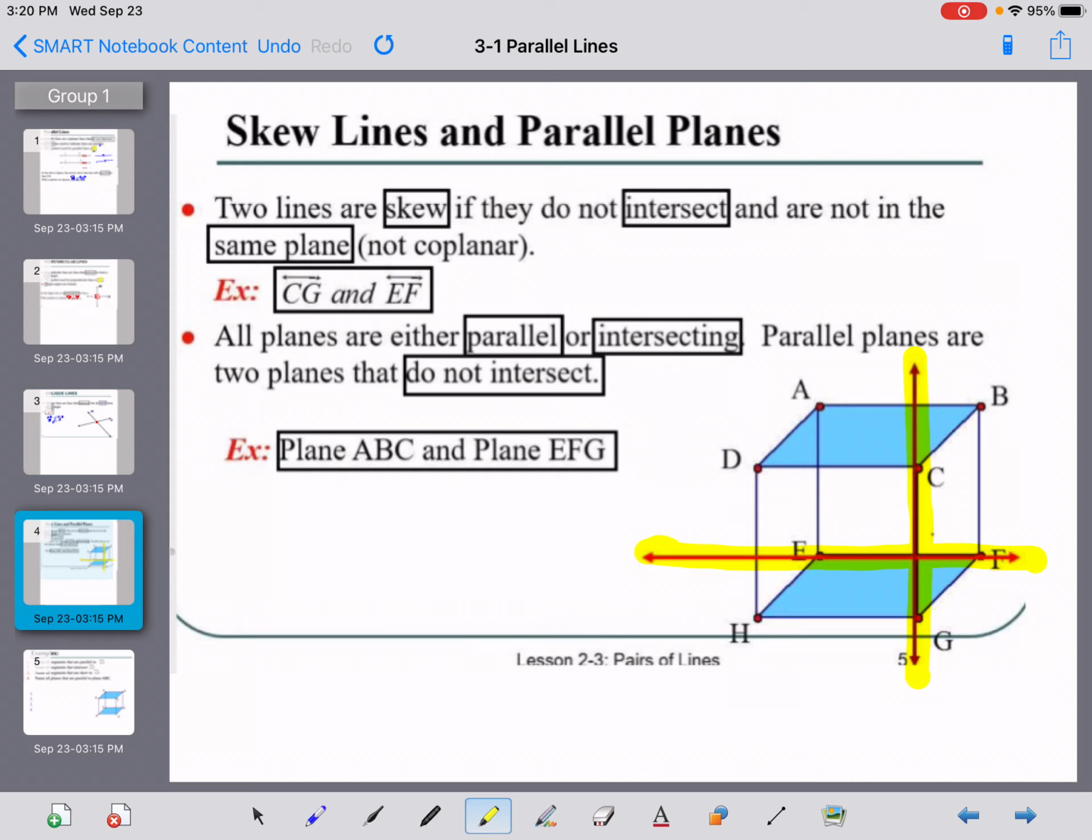Okay? All planes either are parallel or they intersect. Parallel planes are two planes that do not intersect. We've talked a little bit about that before. An example, if we look at these blue planes, we're looking at ABC and we're looking at EFG. Those are the top of the box and the bottom of the box. Those planes are parallel. They do not intersect.